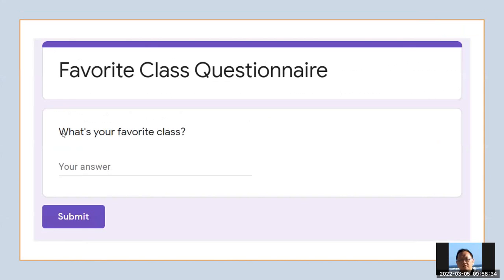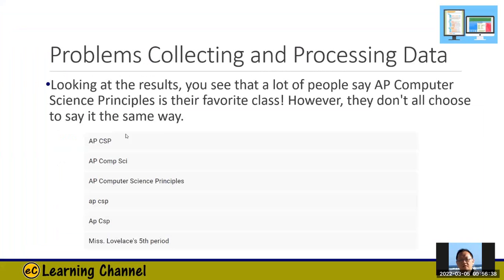When you require people to fill in their favorite class, they may fill in AP CSP, they may fill in AP ComSci, or they may fill in AP Computer Science Principles. They may use lowercase, or they may use a leading capital.